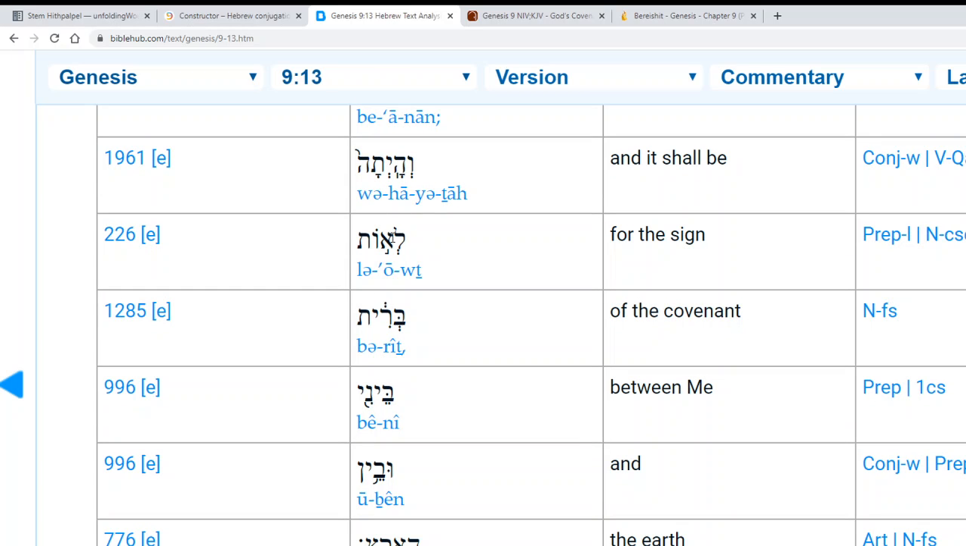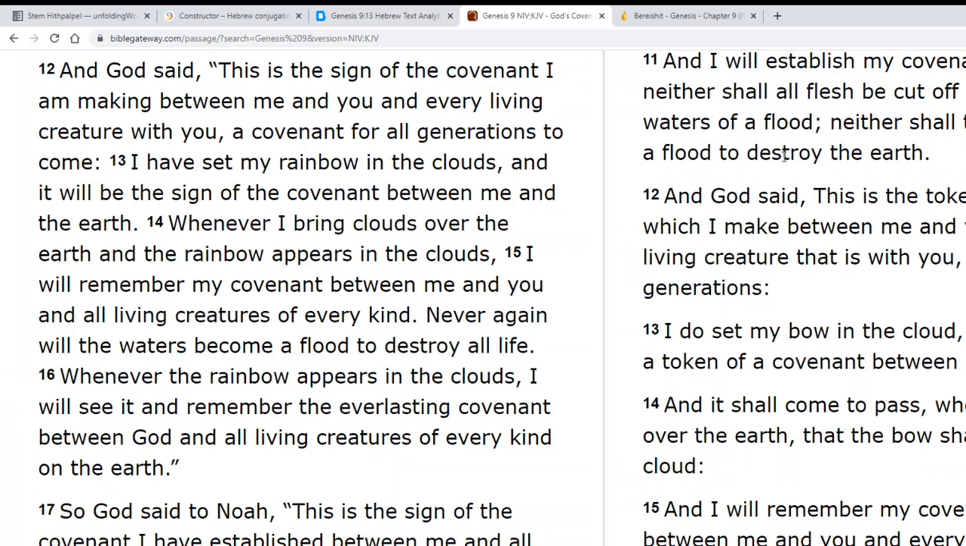Le'ot, so prepositional lamed, ot, like we said before, is a sign, written completely. Brit is covenant, so ot, le'ot brit, in the construct form, a sign of the covenant. I wouldn't put the "the" there. I would say sign of covenant. Le'ot brit beini, so that's one construction, one smichut. Beini, between me, right? Beini uvein haaretz, and between the land. Pretty simple.